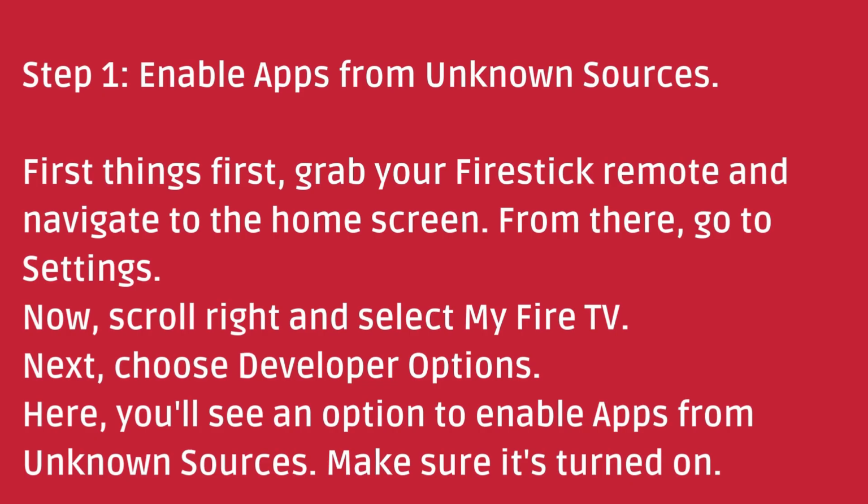Step 1. Enable apps from unknown sources. First things first, grab your Firestick remote and navigate to the home screen. From there, go to Settings. Now, scroll right and select My Fire TV. Next, choose Developer Options. Here, you'll see an option to enable apps from unknown sources. Make sure it's turned on.